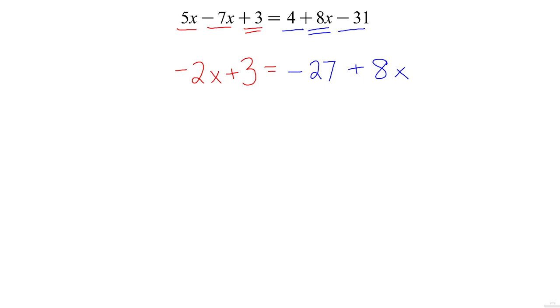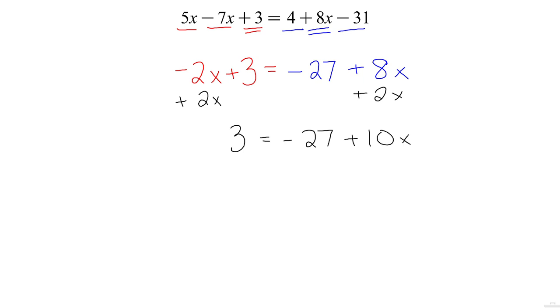Now we just need to follow those previous steps that we had. Get all the variables to one side. I'm going to choose to add the 2x because I know that will give me a positive coefficient on the x on the right-hand side. And it's possible that there might not be a way to get a positive coefficient on one side or the other. So that's not necessarily going to be possible every time, but in this case it is, so we will. We're left with a 3 equals negative 27 plus 10x.